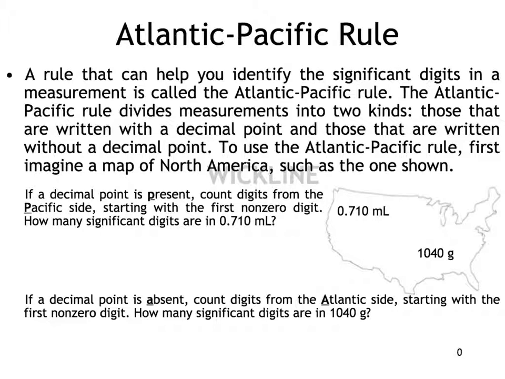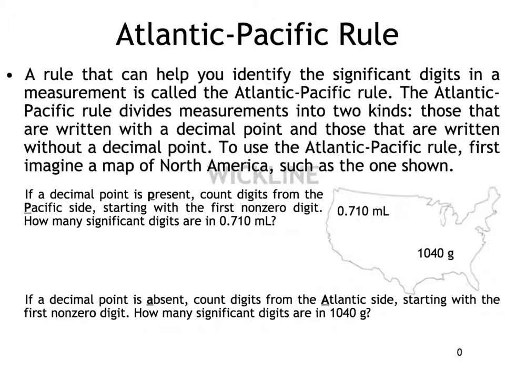Basically, the Atlantic-Pacific rule asks you to recall some pretty basic geography. On this side of the United States, we have the Pacific Ocean. On this side, we have the Atlantic. The Atlantic is on the right-hand side, and the Pacific is on the left. We're not just trying to be cute with the geography. The P in Pacific stands for present, and we're referring to the decimal. The A in Atlantic stands for absent, referring to the decimal again. So we'll use the Pacific rule on that one because we have a present decimal, and the Atlantic rule on this one because we have an absent decimal.